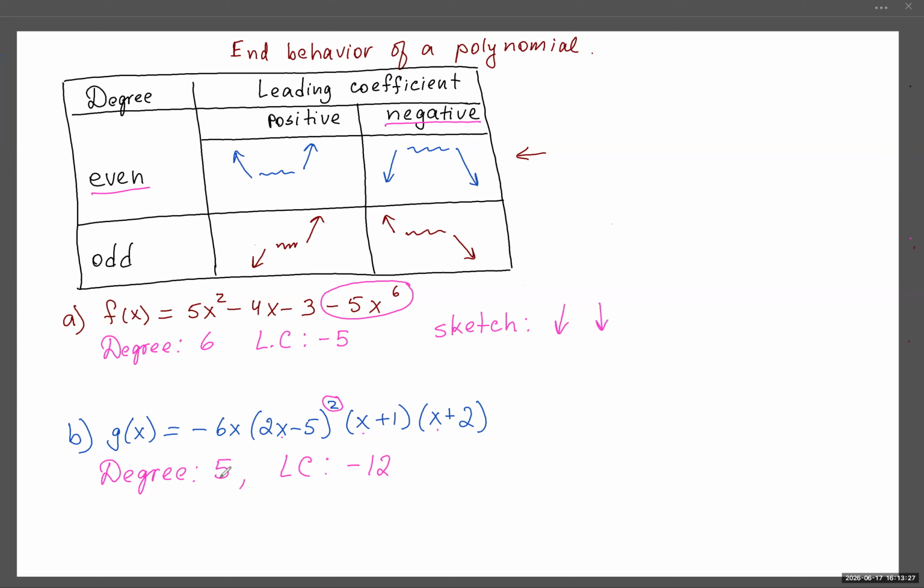So then we have odd degree and negative leading coefficient. So odd and negative, that's this graph right here. And when you're sketching it, it's enough to put the left hand going up and the right hand going down.